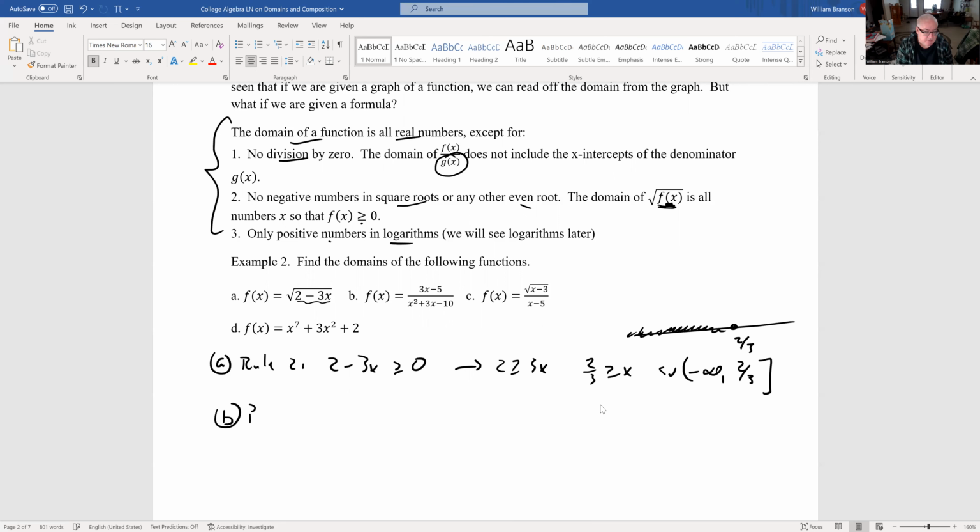B, that's rule 1. The bad points are where this equals 0. And then you have to factor this. Oh, that's a minus 10. So we need 2 numbers that multiply together to give me minus 10 and add together to give me 3. So there would be x minus, one of them has to be negative because you get a minus sign there. So x minus 2 and x plus 5. 5 times minus 2 is minus 10. 5 minus 2 is 3.